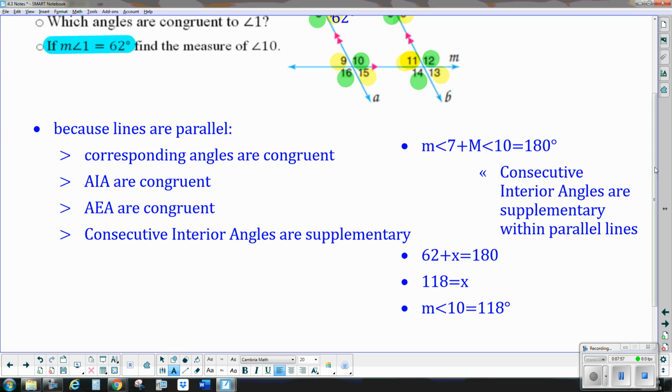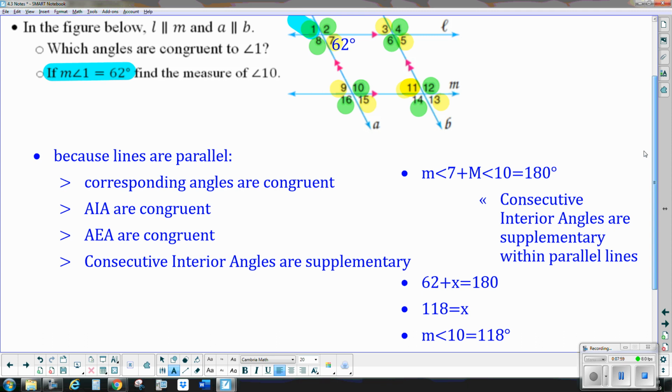There are several ways you could go about this. This is one way. Another way is you could find the measure of angle 8 because 1 and 8 are a linear pair, and you would get 118 degrees for the measure of angle 8. And 8 and 10 are alternate interior angles, therefore they have to be congruent, which makes the measure of angle 10 also 118 degrees.